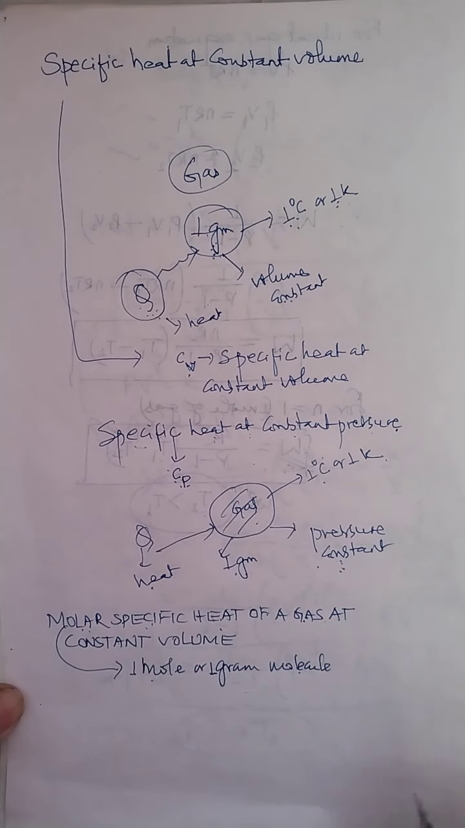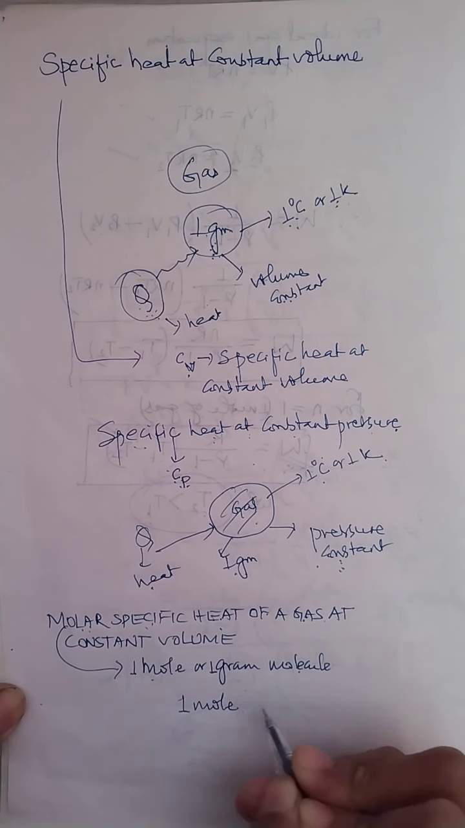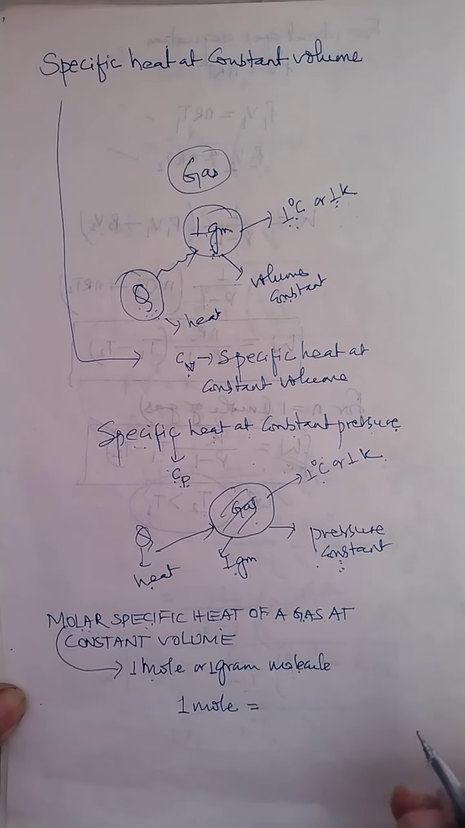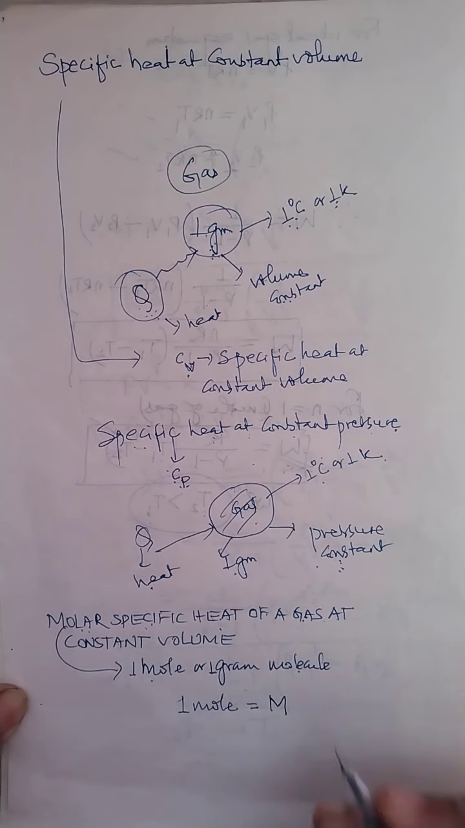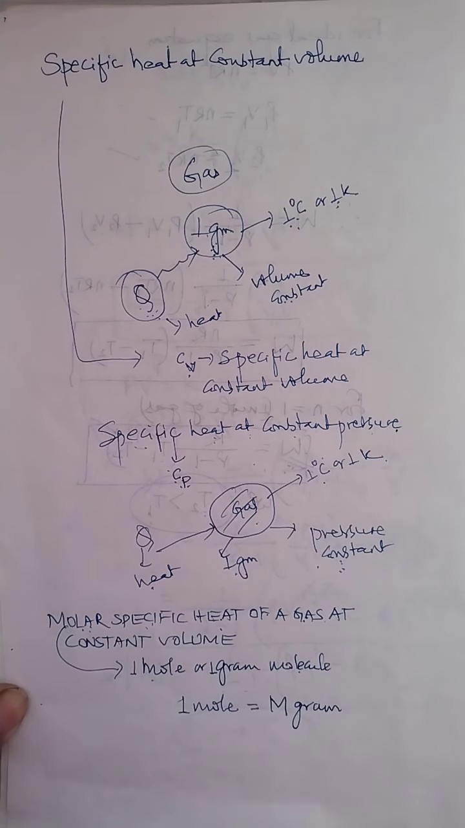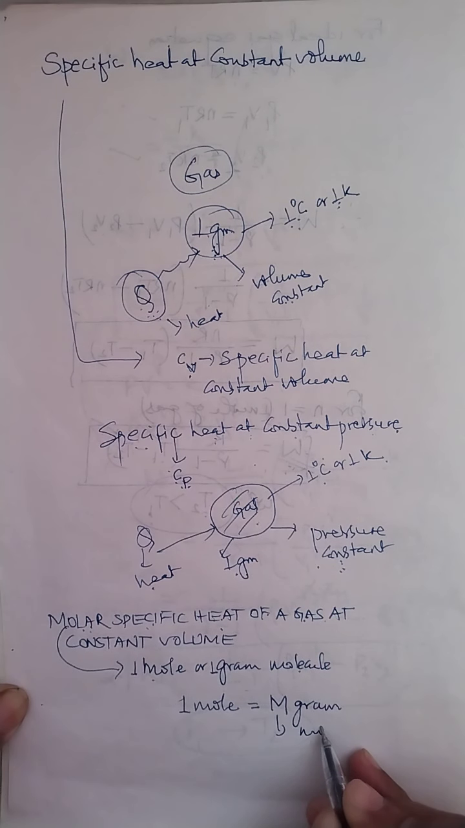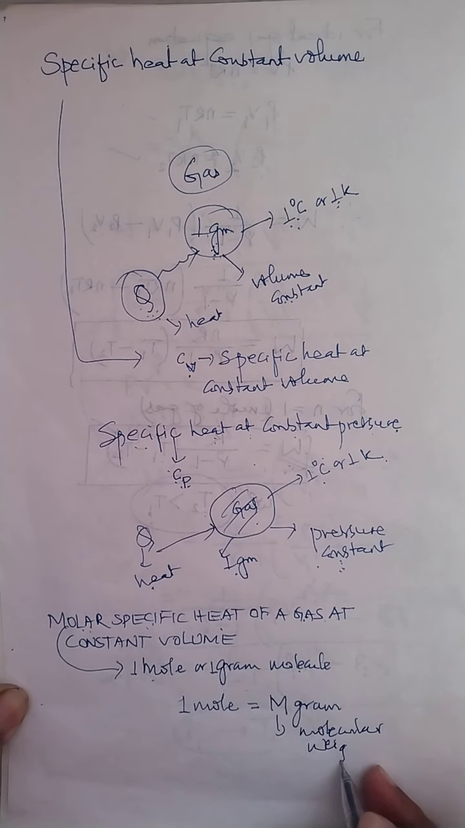And children, you know very well that 1 mole of every gas is equivalent to the molecular weight of the gas in gram, because every gas has a molecular weight. Molecular weight is expressed by symbol M. So if M is the molecular weight of the gas, then we can write 1 mole of the gas is equal to M gram of the gas, where M is the molecular weight. Remember this part, molecular weight of a gas.